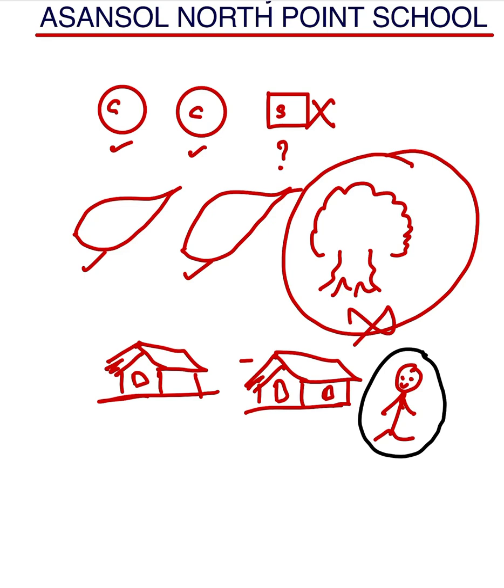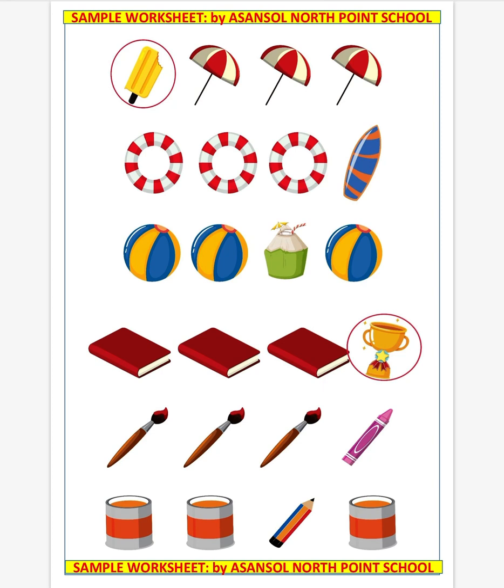Now let us practice through our worksheet. Yes, you can see this is a very good worksheet for you all. If you practice it, you will understand what is odd. So here you can see one ice cream is there, and this is an umbrella, this is another one, and this one also another umbrella, right? Do you love to eat ice creams? Yes, I also love. So you see, three umbrellas are there, and this one is an ice cream.